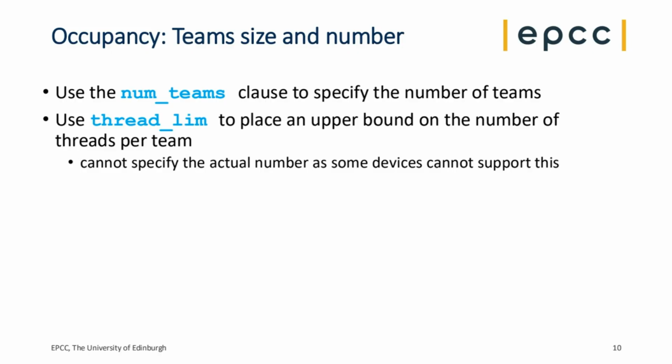Now, with these sorts of variables that you can specify, the support for those things like num_teams and thread_limit may vary from compiler to compiler. So again, compile in verbose mode, and then also profile your code afterwards when it runs on the GPU to check what actually is going on, to make sure those upper limits that you've specified are being respected.